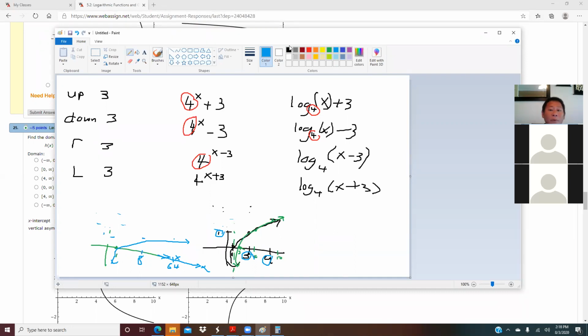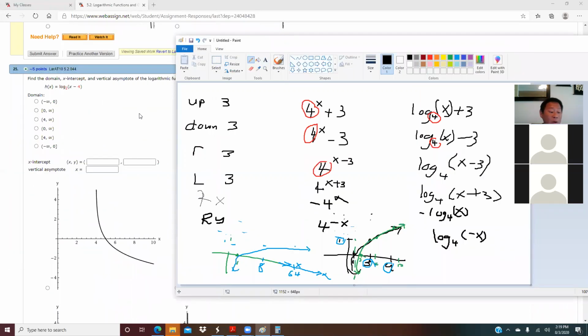So in order for you to have a reflection on the x-axis, you will have a negative in front. This is a reflection on the x-axis, where you got a negative in front of your log base 4 of x. So when you see a negative in front of your log, it is a reflection on the x-axis. And if you have a reflection on the y-axis, the negative is inside. You guys see the difference between reflections on the x and reflections on the y?